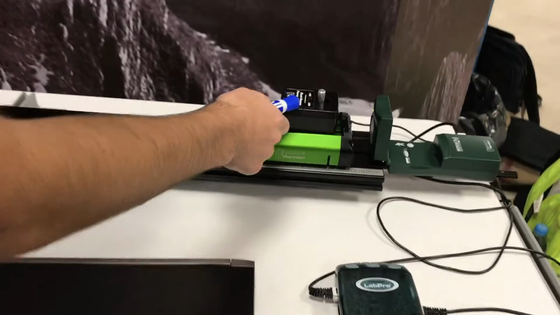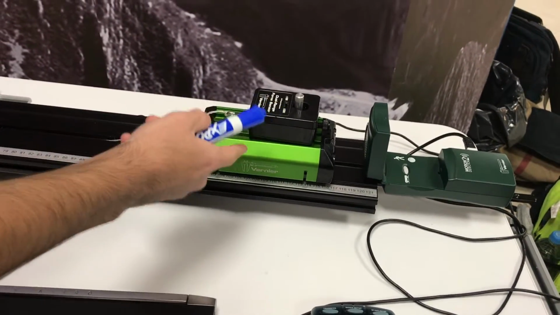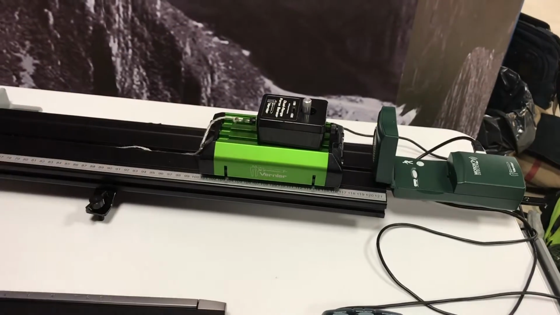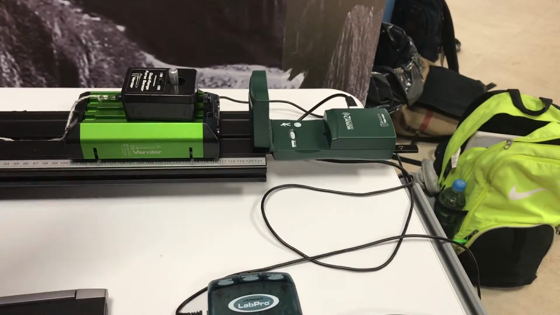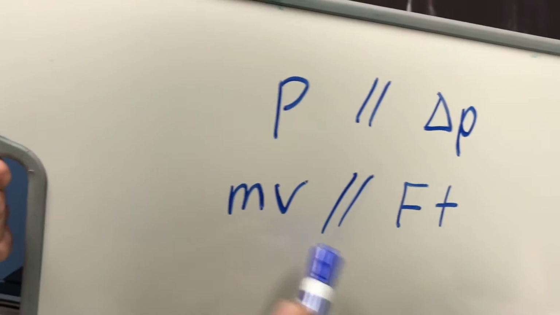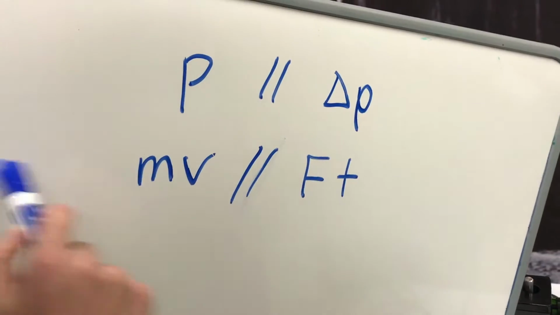We have our force sensor here, which is connected to the cart. Our cart is going to be our system, our vehicle, and our motion detector is going to serve to give us our velocity and also our time. That way we already have two of the variables listed out.